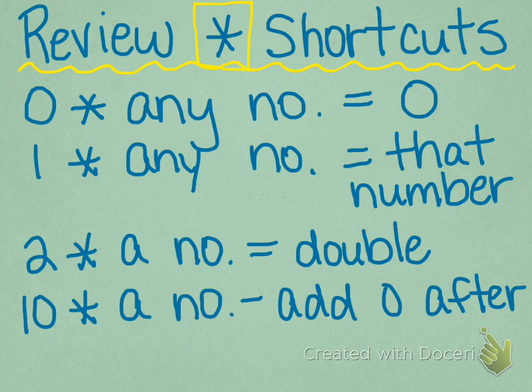Okay? 2 times a number equals double is what I wrote down here. But basically all you're doing is doubling the number. So if I said 2 times 7, that's basically 7 2 times, or 7 plus 7. 10 times a number, basically all you're going to do is, if you know the ones fact, add a 0 to the end. So if I had 10 times 12, think of it as 1 times 12, and then put your 0 on the end, and you know that it's 120. So that's what we do with our tens facts.